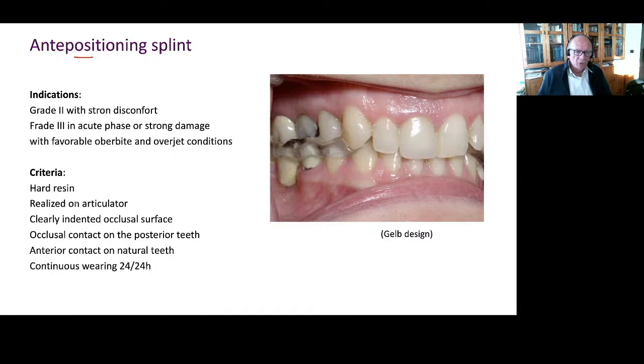For this type of repositioning splint, always hard resin, on an articulator, clearly indented occlusal surface. And for me, with anterior contact on natural teeth. I say for me because it is a concept of GELB, and I like it. Because when you maintain anterior contact, you have proprioception for the patient. And the adaptation to the new position is clearly better.